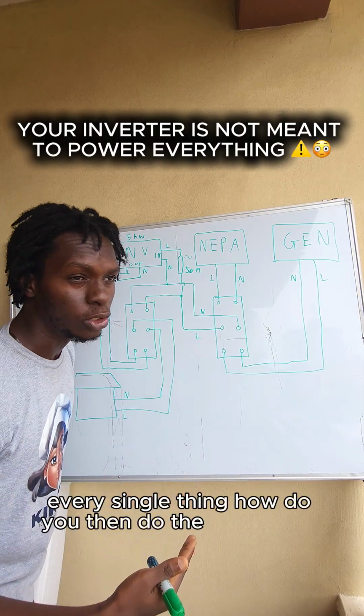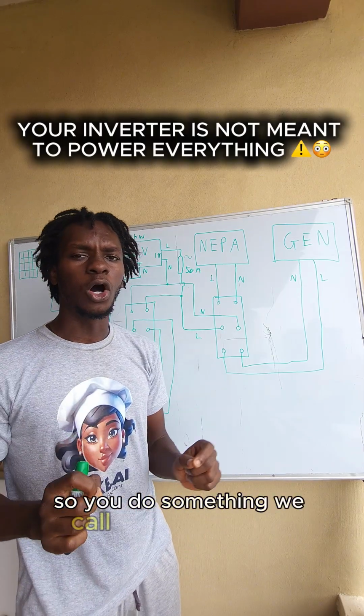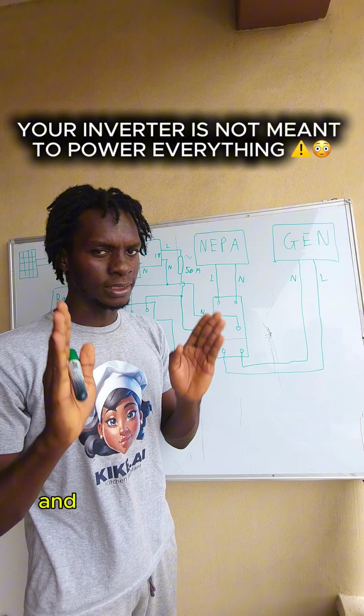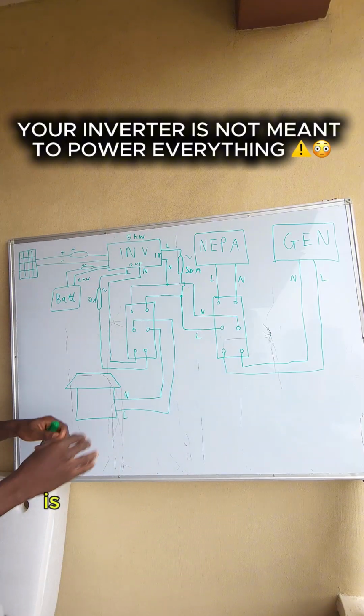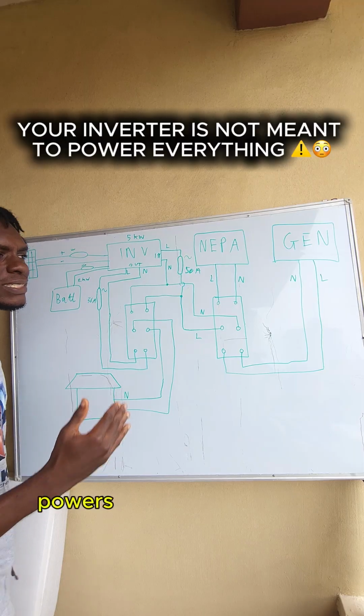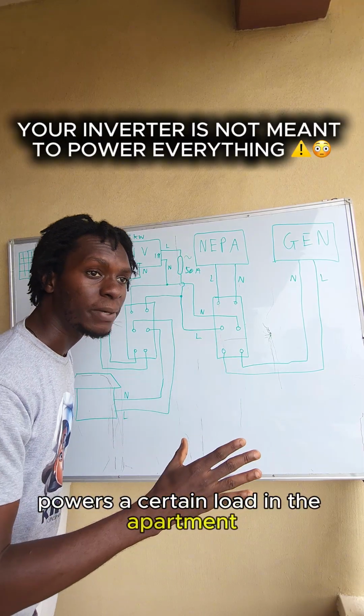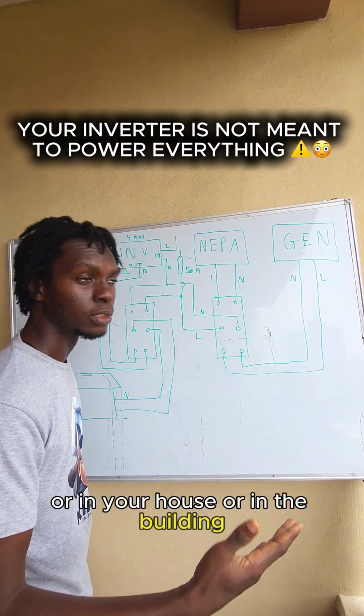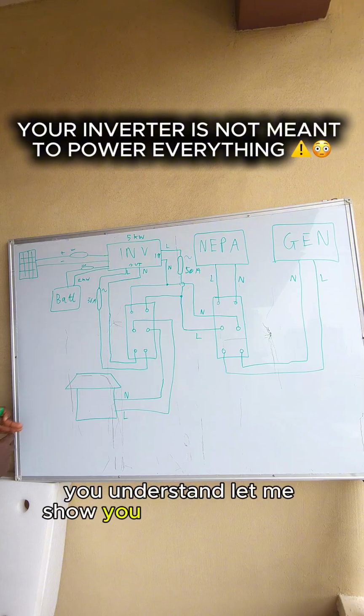How do you then do the connection? You will do something we'll call a load separation, and this is how to do it. Load separation is where a single source of power or multiple sources of power power a certain load in the apartment or in your house or in the building. You understand? Let me show you how it will be done.